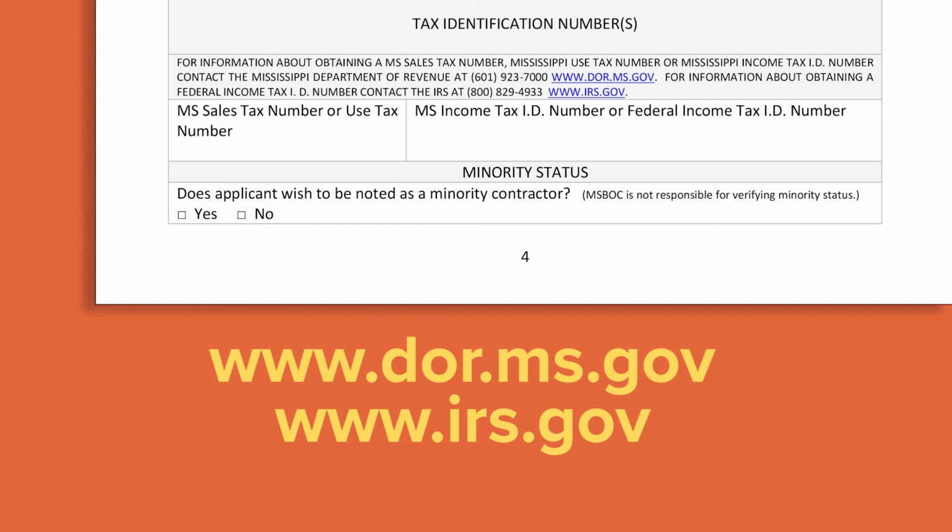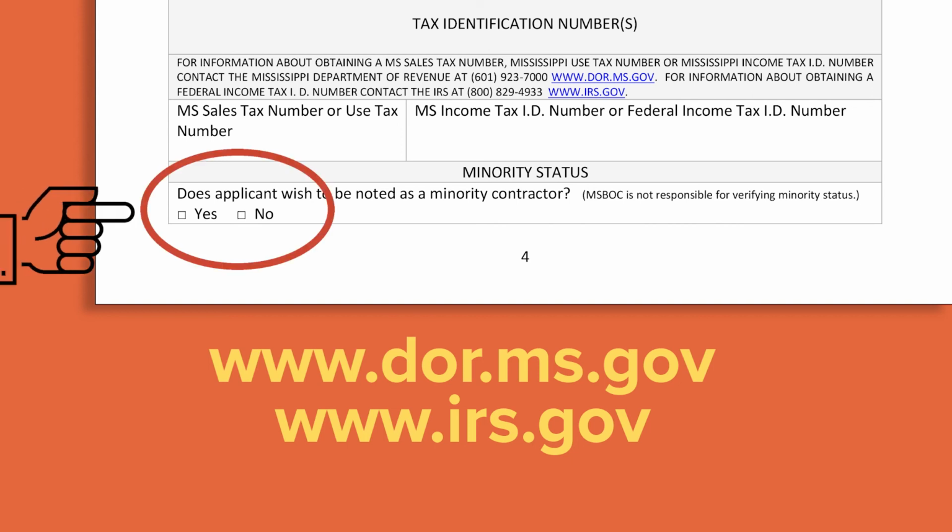Finally, if you are a minority contractor and would like to be noted as a minority contractor in the MSBOC database, please check the appropriate box.